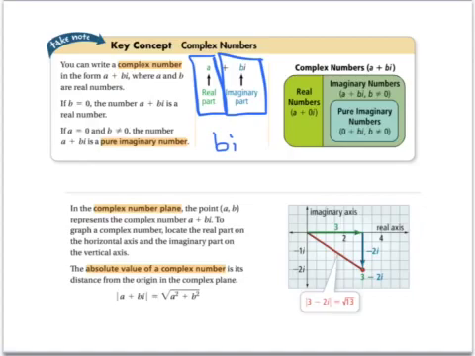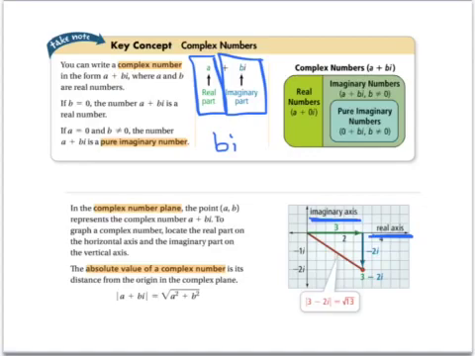Alrighty. So we also have a complex number plane. It looks just like a coordinate plane, except it's for complex numbers. So we don't use the x and the y axis like we're used to. We use the horizontal as the real axis and the vertical as the imaginary axis. Okay, horizontal is real, vertical is imaginary. When we graph, we use the real part of a number to go on the horizontal, and then we use the imaginary part to go on the vertical.